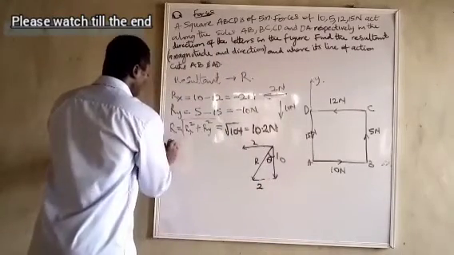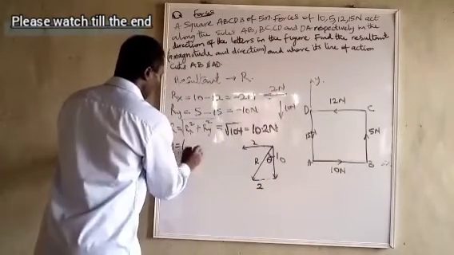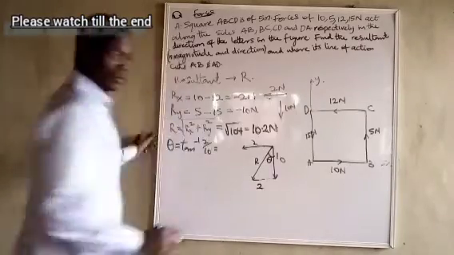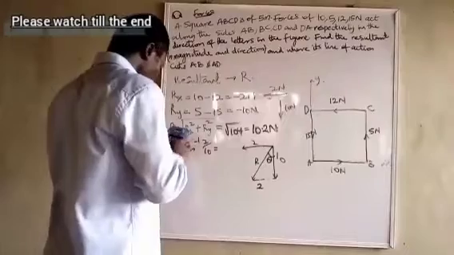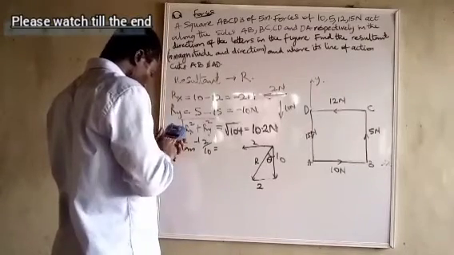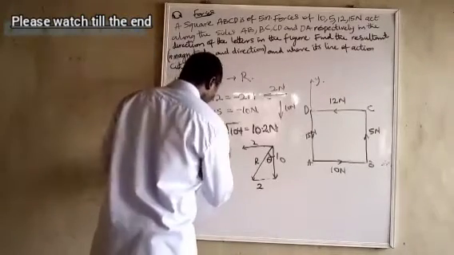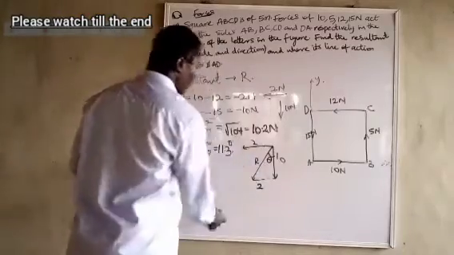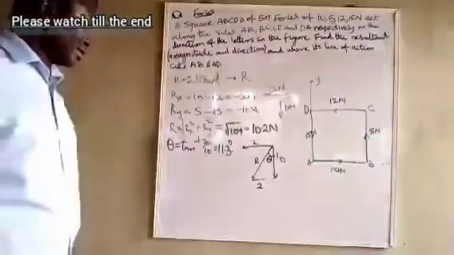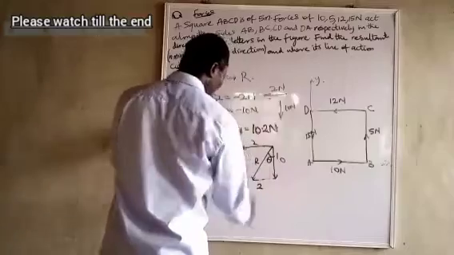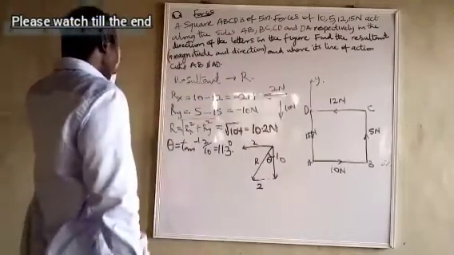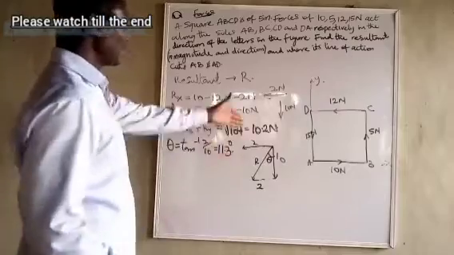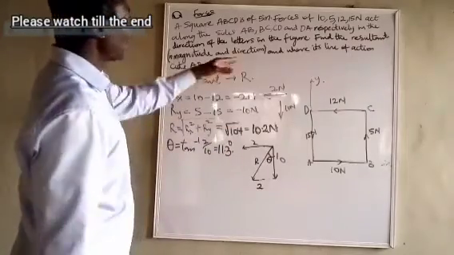So theta is tan inverse of 2 over 10, and that is 11.3 degrees. So it is 11.3 degrees to the vertical. The angle to the horizontal will be 90 minus 11.3 degrees, which is 78.7 degrees. Then we are also asked, we have found the resultant in magnitude and direction. Where is the line of action?